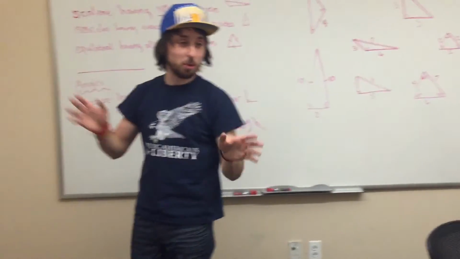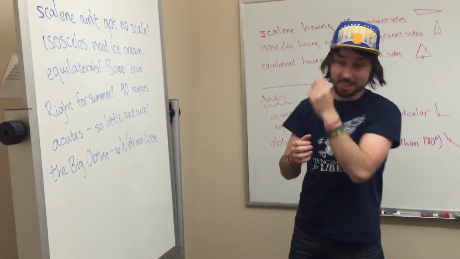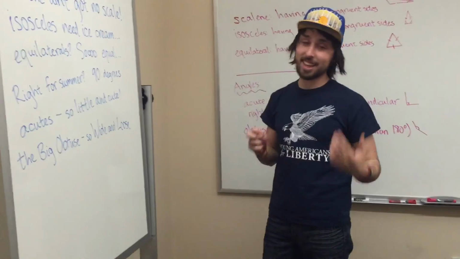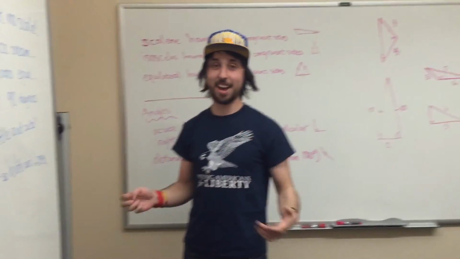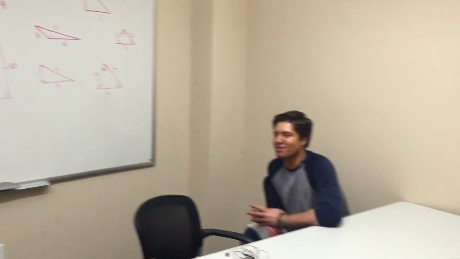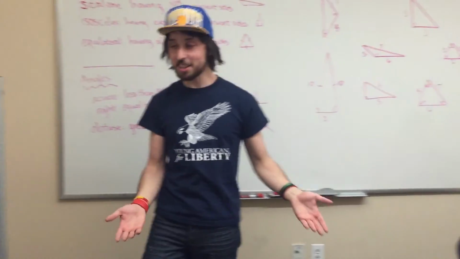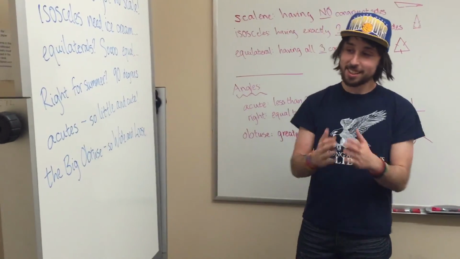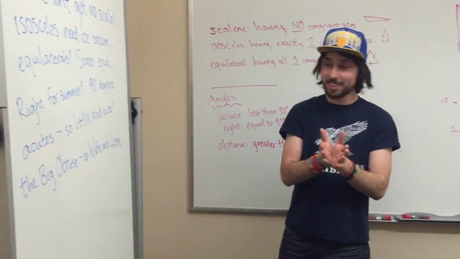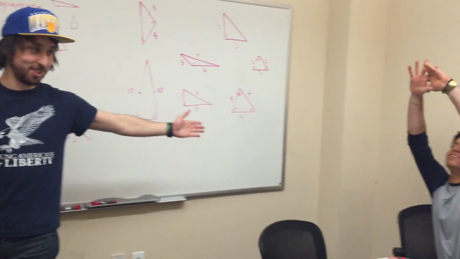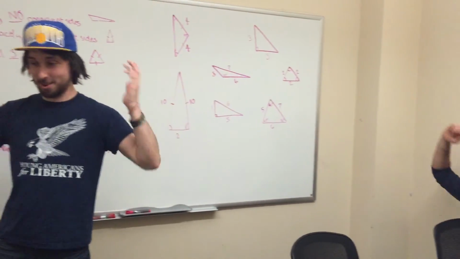Scalene ain't got no scale. Isosceles need ice cream. Equilaterals so equal. Right for summer, 90 degrees. Acute, so little and cute. The big obtuse, so wide and loose.